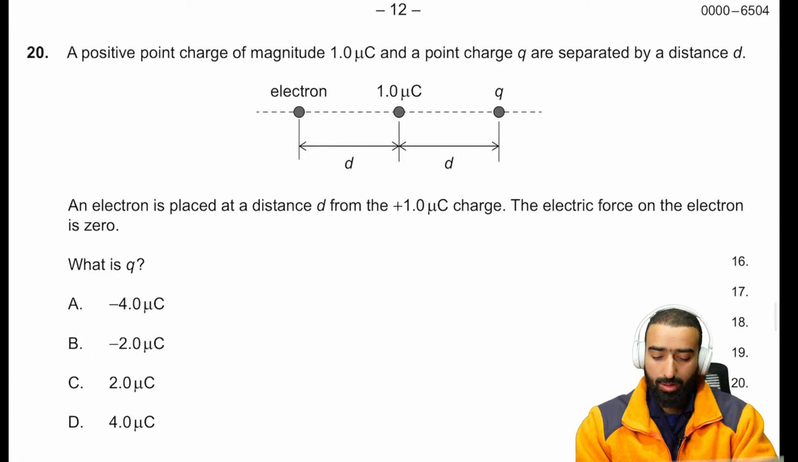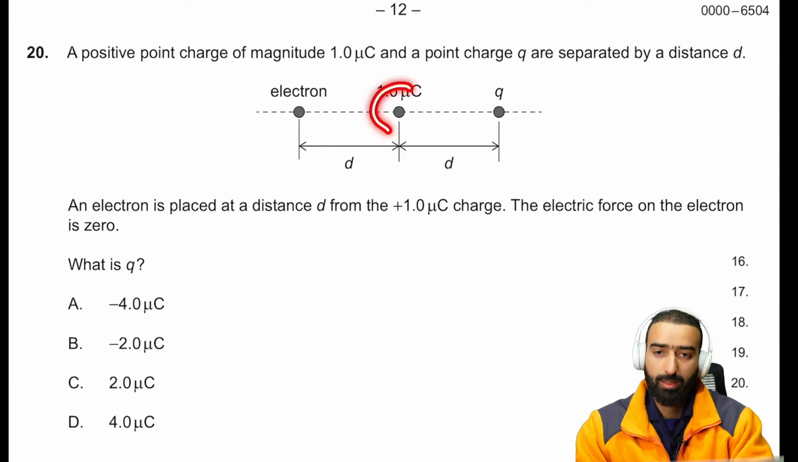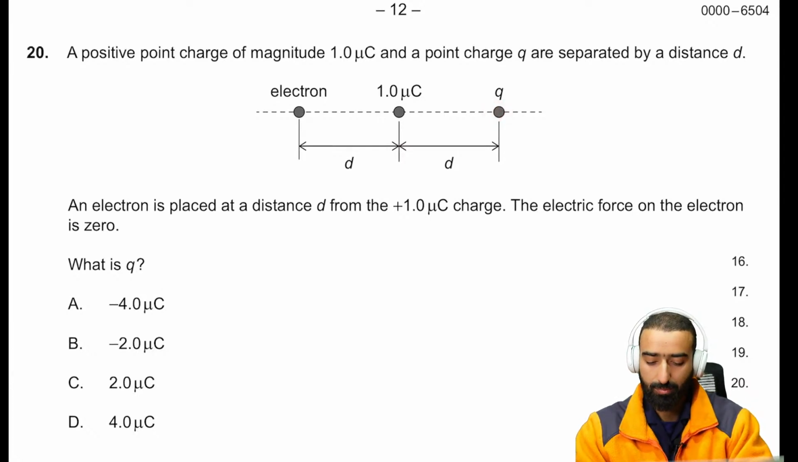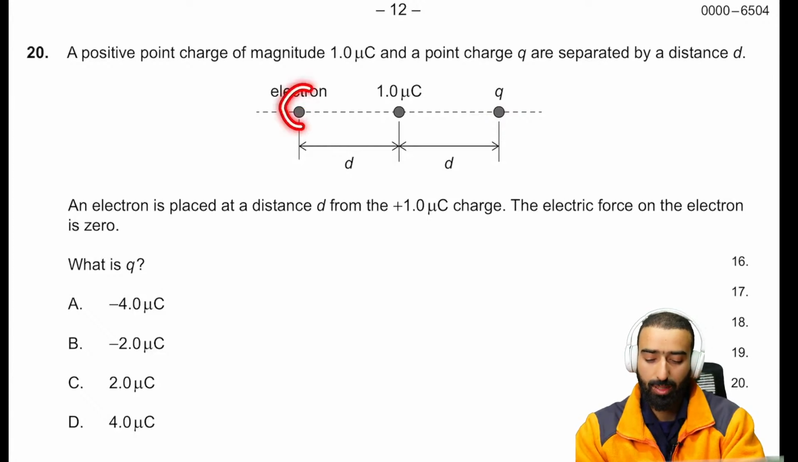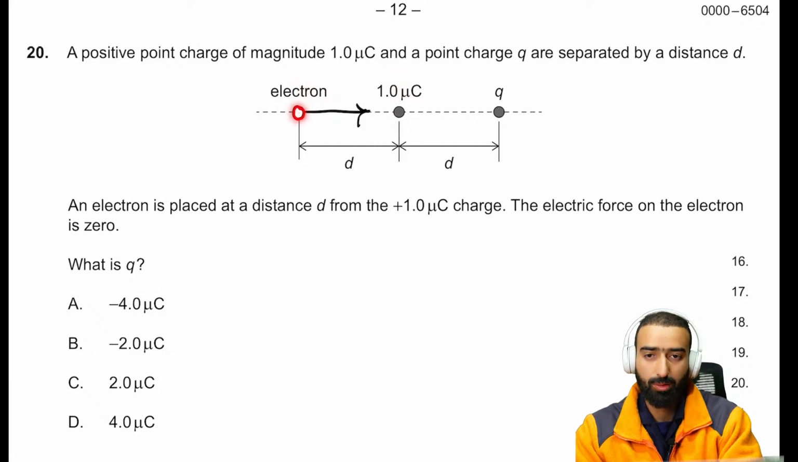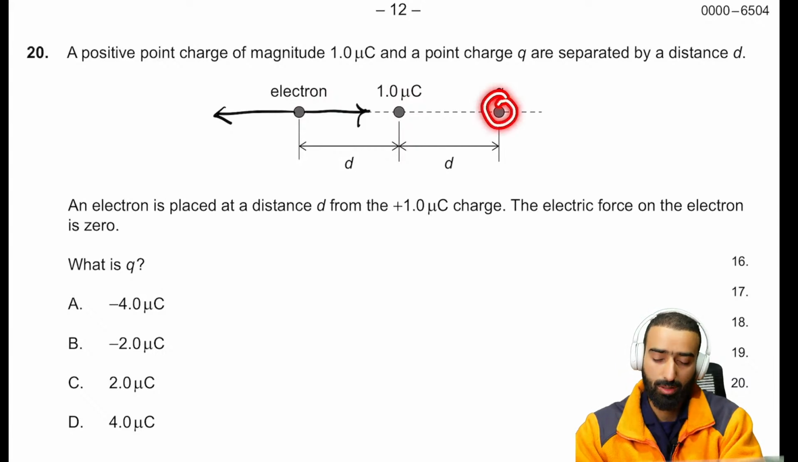A positive charge of magnitude 1 microcoulomb is placed here, and a point charge q are separated by a distance d. So we have some point charge over here. If I place an electron here, then the force on the electron is 0. We know this is a positive charge, so there must be a force of attraction between the electron and this 1 microcoulomb. Then, in order for this electron to be at rest, there must be a force of repulsion. Where does that come from? It comes from this charge. That means this charge must be negative.